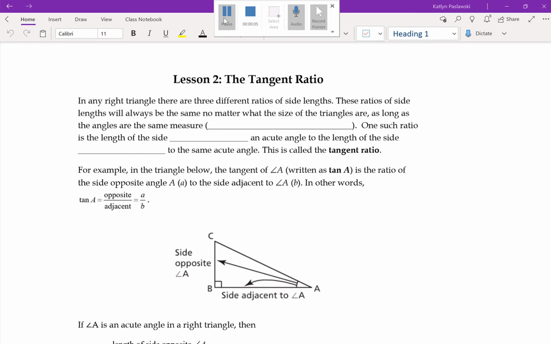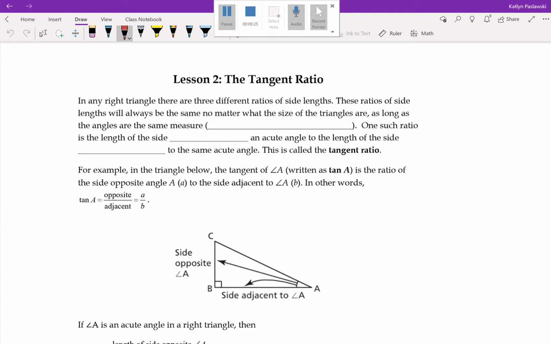Hello and welcome to lesson 2, the tangent ratio. Lesson 1 was just taking notes, looking through. There's no video, so if you're looking for that, you won't find it. We're going to go through lesson 2 together, which is really our first introduction to trig. So here, let's get started.